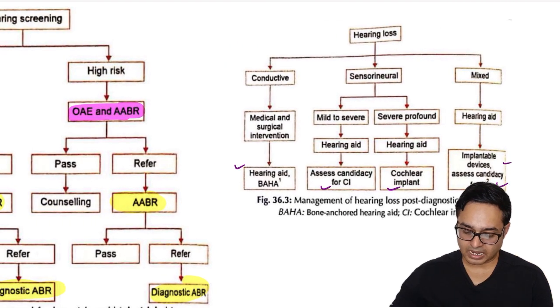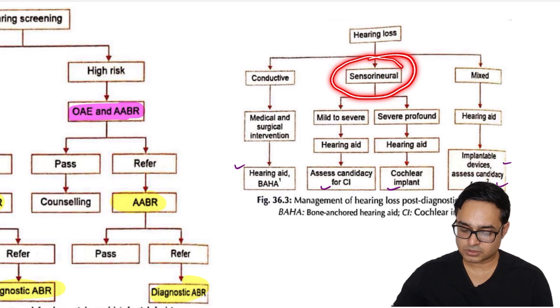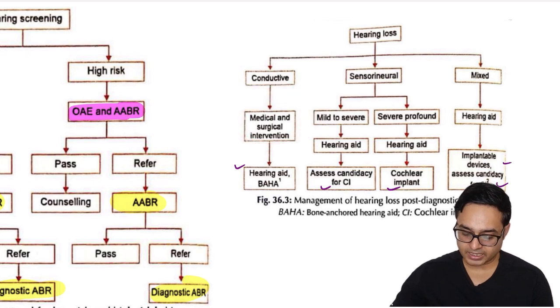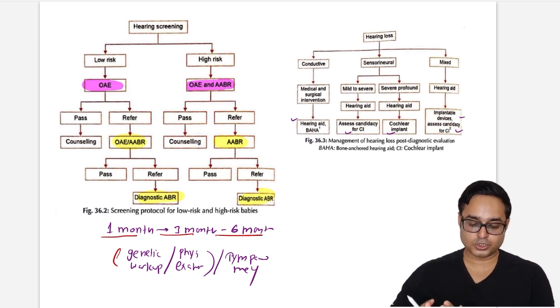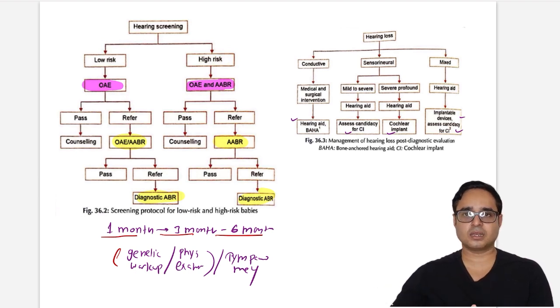Okay, so hearing loss can be conductive, sensorineural, or mixed. In conductive hearing loss, medical and surgical intervention is required, with hearing aids and bone anchored hearing aids, BAHA. In SN hearing loss, if it is mild to severe, hearing aids are required and assess candidacy for cochlear implantation. But if severe to profound loss is there, cochlear implantation is required. In mixed hearing loss, hearing aid or implantable device, and you will choose cochlear implantation candidates. So these two flow charts are important for consideration of neonatal or infantile hearing loss, low risk, high risk screening, and how you'll proceed.